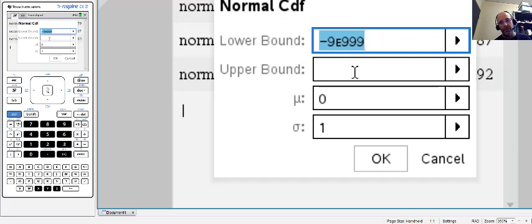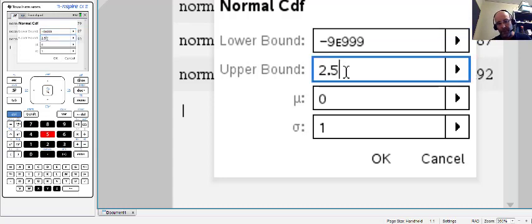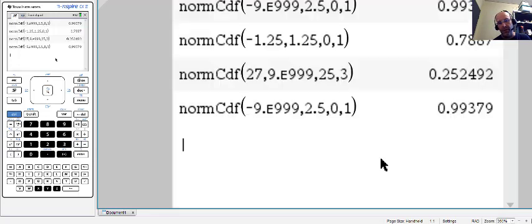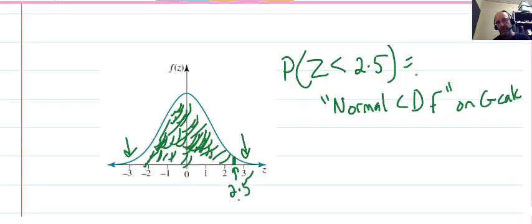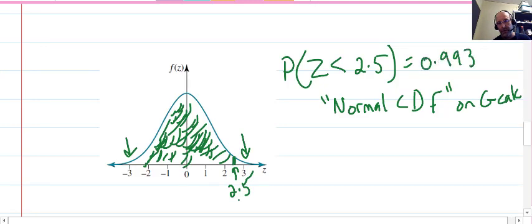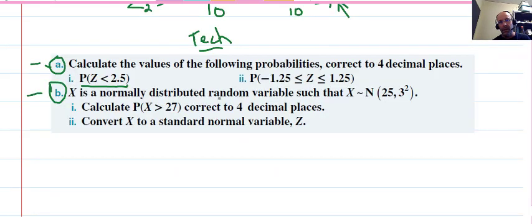And because I'm using a non-CAS, I can't put in negative infinity here, but I'll put a very large number in the negatives: negative 9 times 10 to the power 999. Very, very long way into the negatives, up to 2.5, and it's a z-score, so remember the mean is 0 and the standard deviation is 1. And then voila, we get 0.9938, rounded to 4 decimal places, 0.9938.